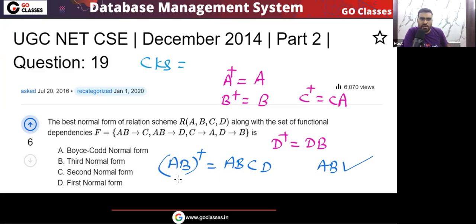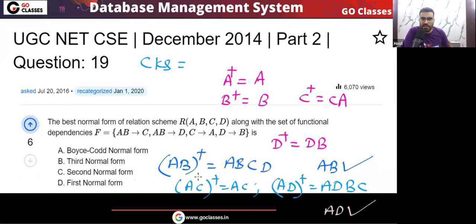What else? For example, what about AC? This is not a candidate key, because AC can determine only AC. What about AD? AD can determine AD. D can determine B. Yes or no? Now you can see AB can determine everything. So I can say that AD is also a candidate key. We got AD.